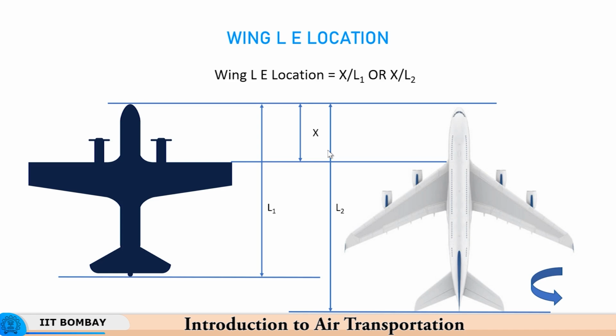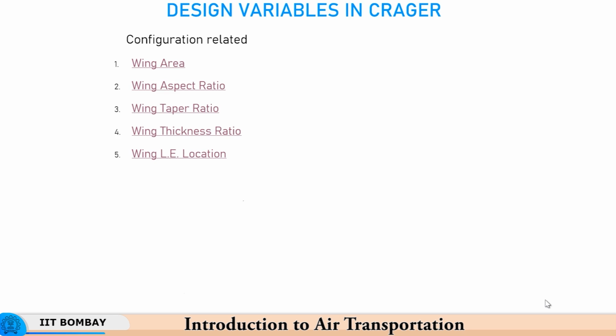So, yes, it varies between 0 and 1 theoretically, but you never have the wing mounted right in the front or right in the back. Generally the value of this parameter varies from something like 0.25, 0.3 to about 0.6, 0.7. So, you will notice that the configuration of the aircraft is strongly dependent upon these parameters of the wing. Hence, we have taken 5 of these parameters.